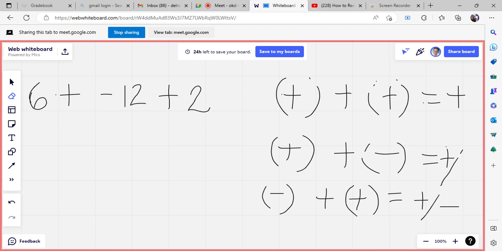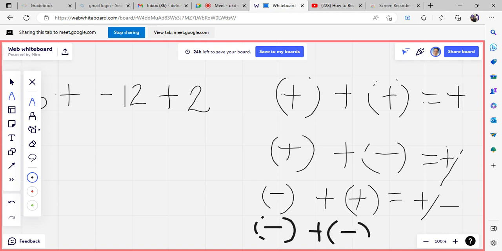So let me look at the other rule, which is a negative number plus another negative number will give you a negative answer. All right, so that's the rule for addition.